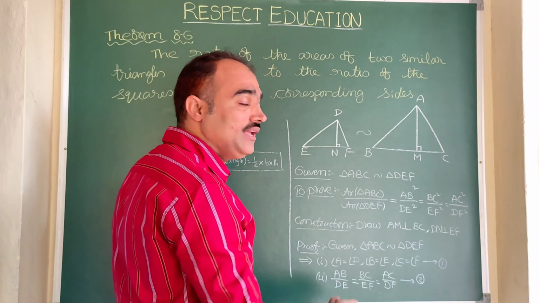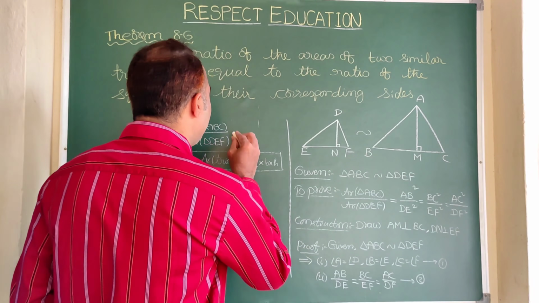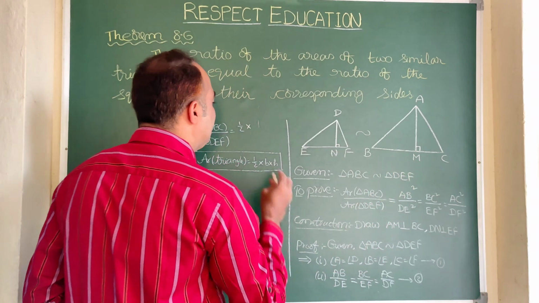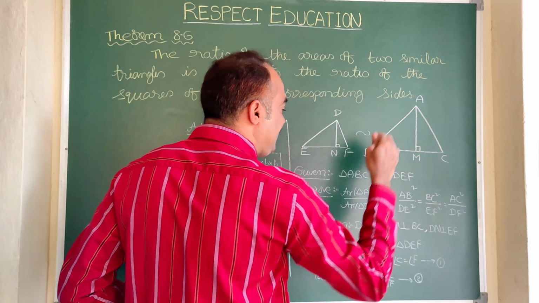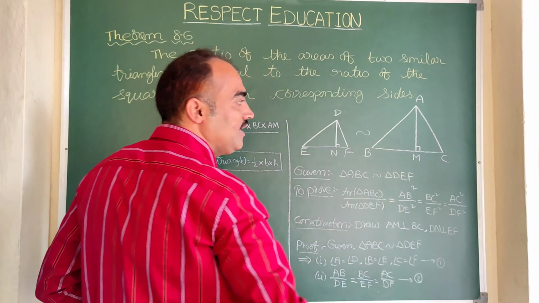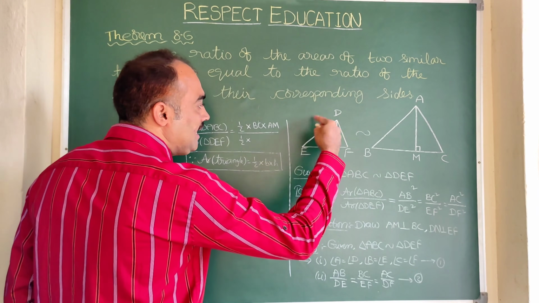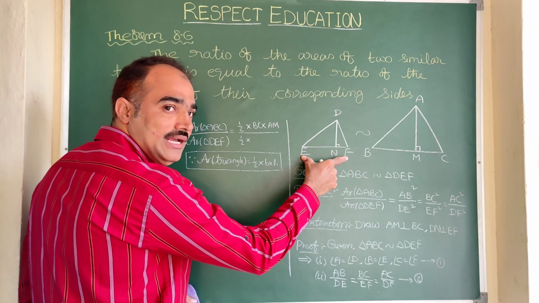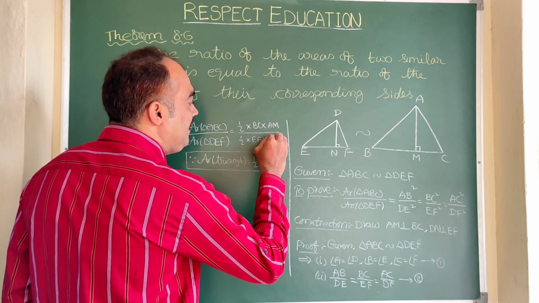What is the base here? As the perpendicular is drawn from A to BC, BC is the base, right? So half into base BC, and the corresponding height is the perpendicular AM. So half into base into height means half into BC into AM. Let us apply the same logic for DEF also. This is also half into base; clearly you see the perpendicular is drawn on EF. So EF is the base and DN is the height.